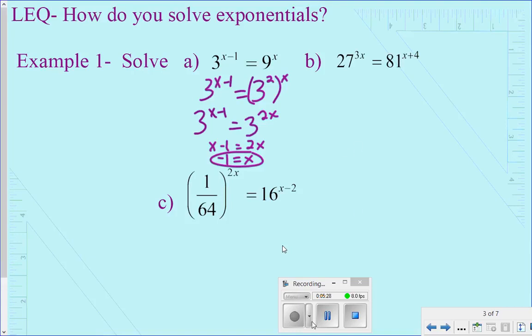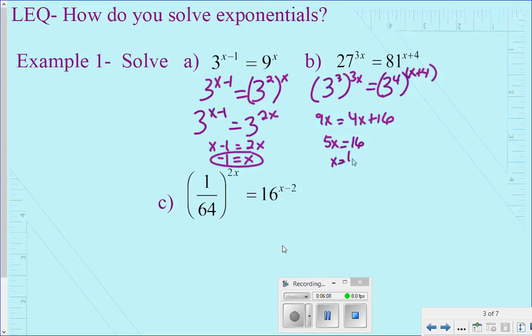However, I can't rewrite 27 to have a base of 81, and I can't rewrite 81 to have a base of 27. So this one, rather than doing that, you have to rewrite both sides of the equation. So what we need to do is figure out what base they share, 27 and 81. That's 3. So I'm going to rewrite 27 as 3 cubed and 81 as 3 to the 4th. So then I'm going to go ahead and multiply the exponents. So 9x is equal to 4x plus 16. And solve for x. So 5x is equal to 16, which means x is equal to 16/5.